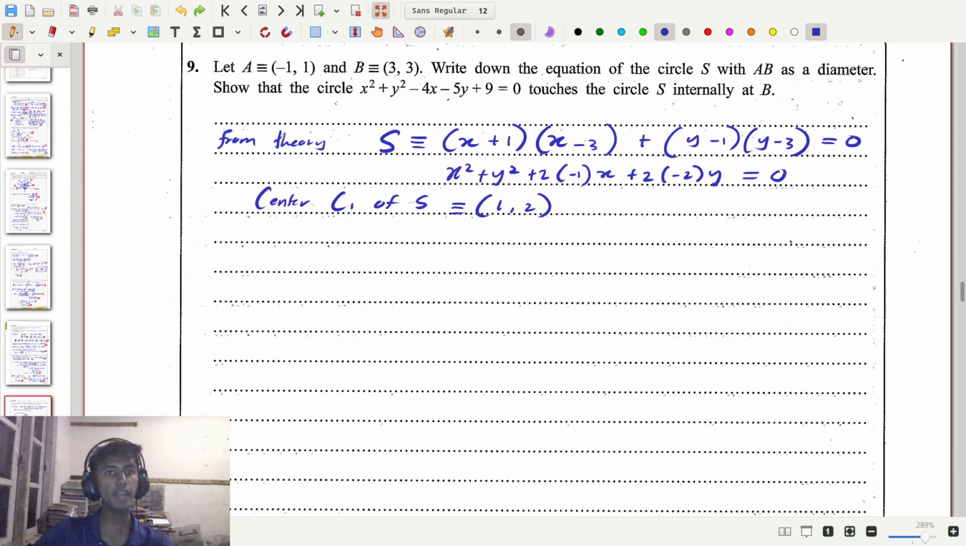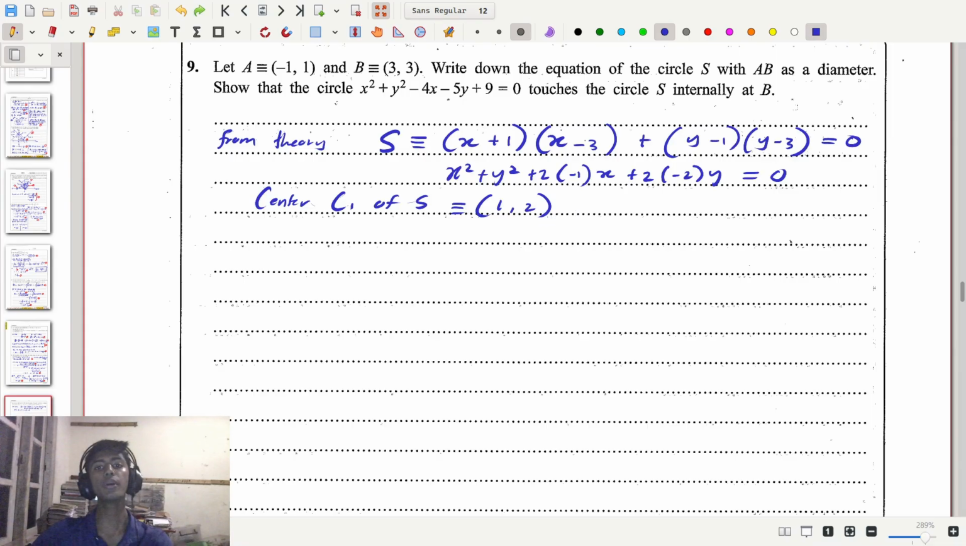So we could do that, and we could average these 2 points, and we can say -1 plus 3 is going to be equal to 2. 2 divided by 2 is 1, and similarly 1 plus 3 is 4, divided by 2 is 2. So anyway, we have found the center C1 of the circle S.